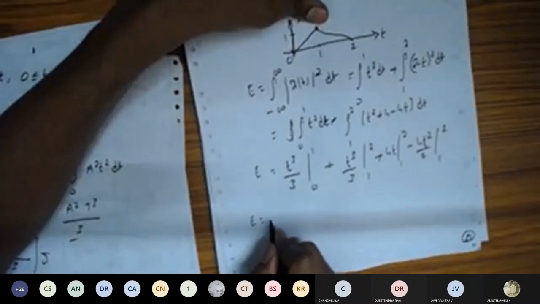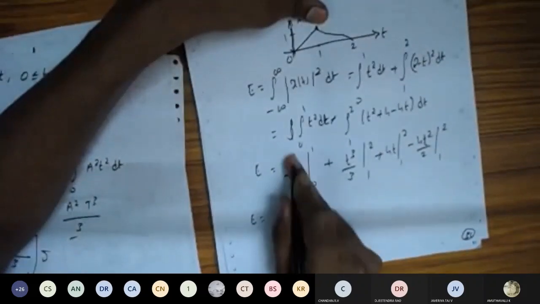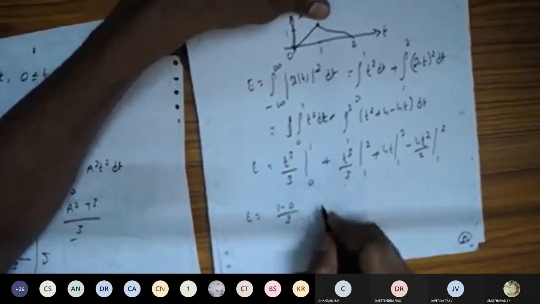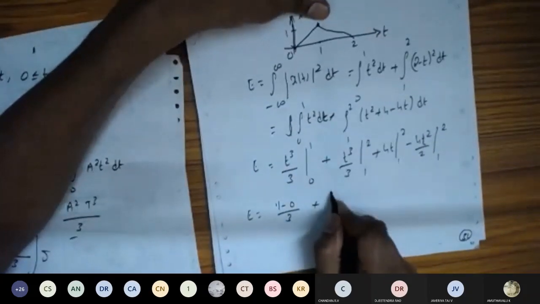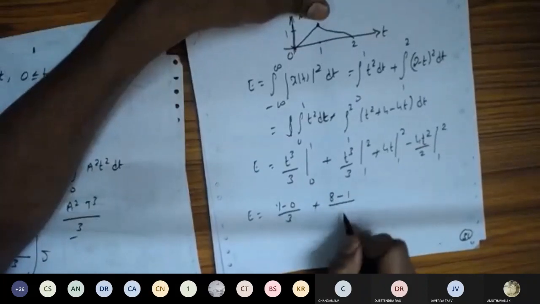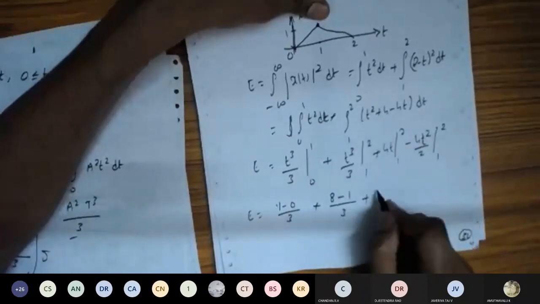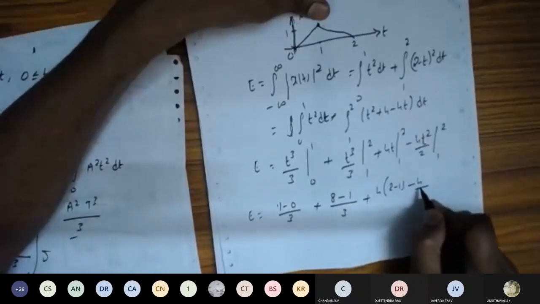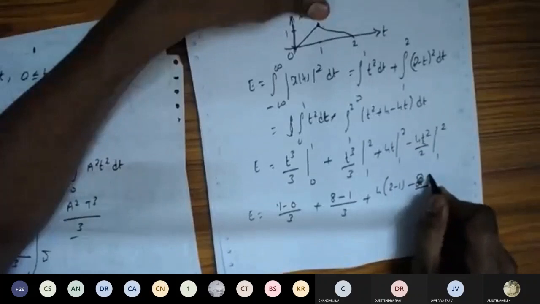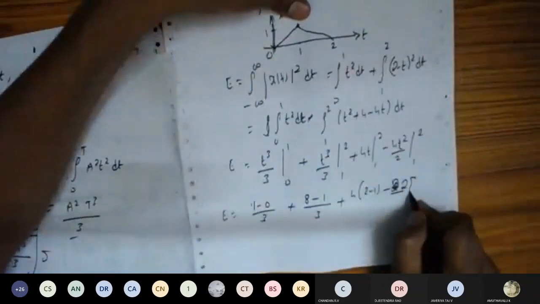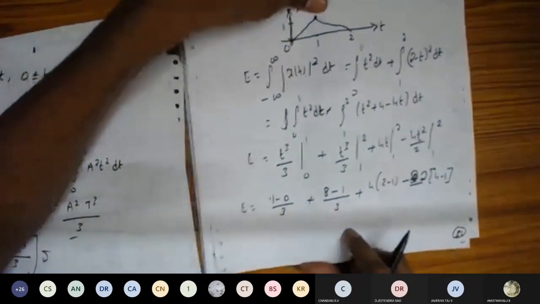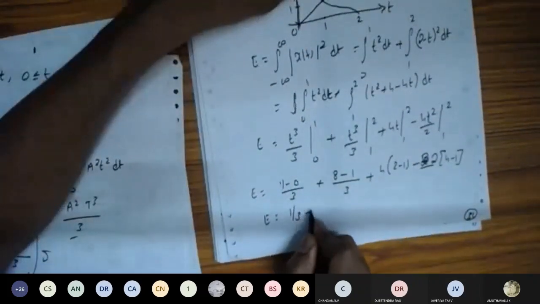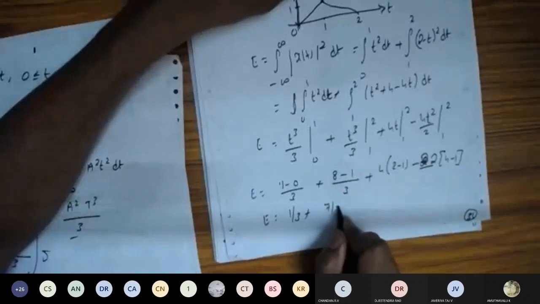Let us substitute the limits here. For t cube, it is 1 minus 0 divided by 3, since the upper limit is 1 and the lower limit is 0. Similarly for this one, t cube is 8 minus 1 divided by 3. Next, 4 into 2 minus 1. Next, minus 4 divided by 2, which becomes 2, into t square, 4 minus 1. So let us simplify this one. It is 1 by 3, and 8 minus 1 is 7 by 3.